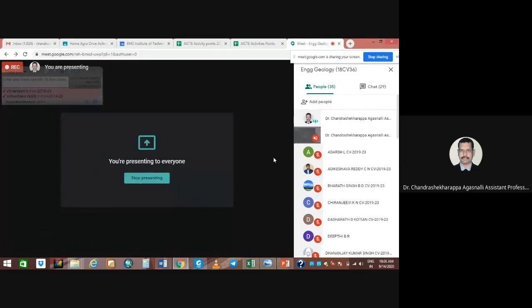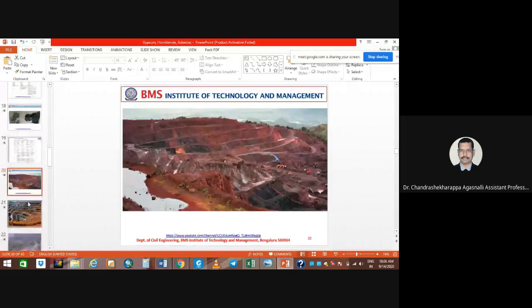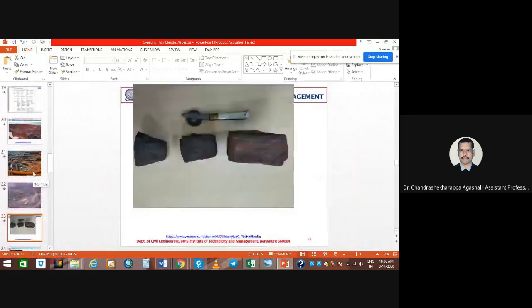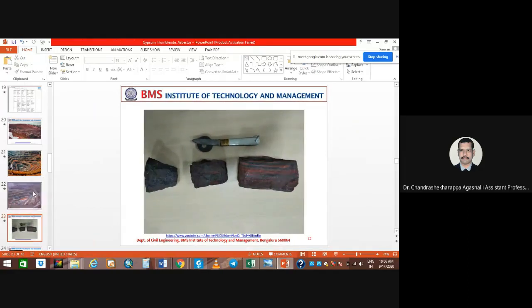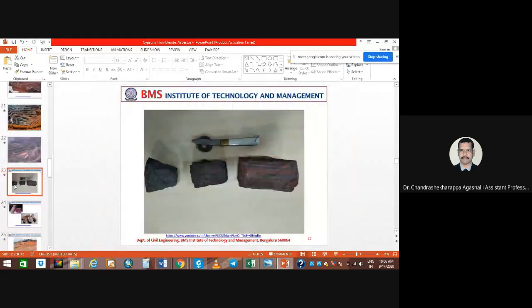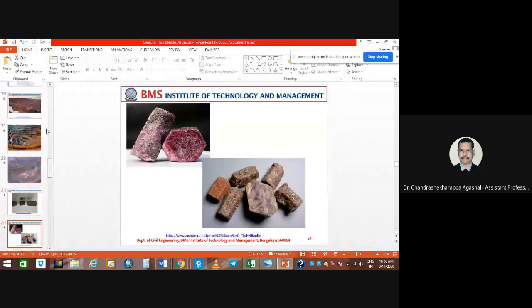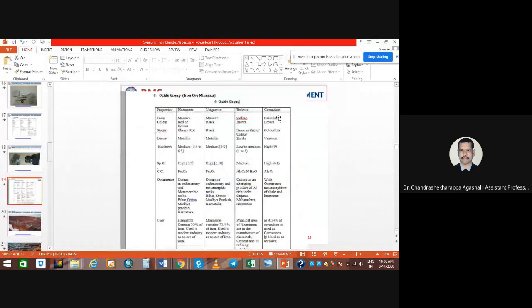Okay, this is how things are. We'll go back to the minings. Bauxite and corundum, right? This is what we have seen: the mines, and these are specimens from the laboratory. This is how actual mines look, iron ore mines, right? And this is called corundum. This is the corundum we have seen there.